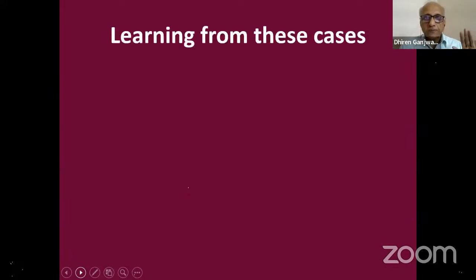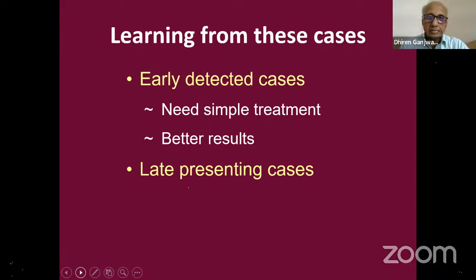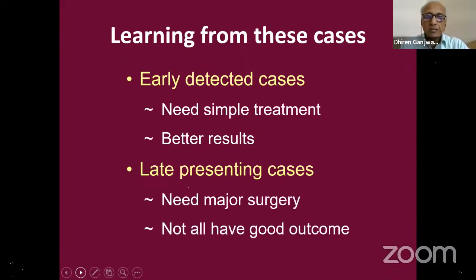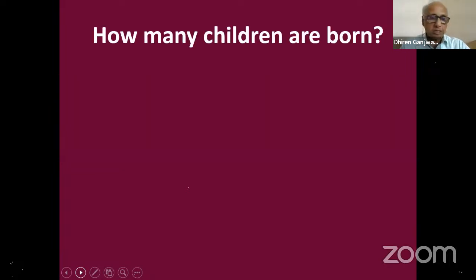So learning from these 4 cases, early detected cases require a simple treatment and we get better results. On the other hand, late presenting cases need major surgery and not all have a good outcome. So basically that conveys the important message. Now coming to another point, which is very relevant for our country.